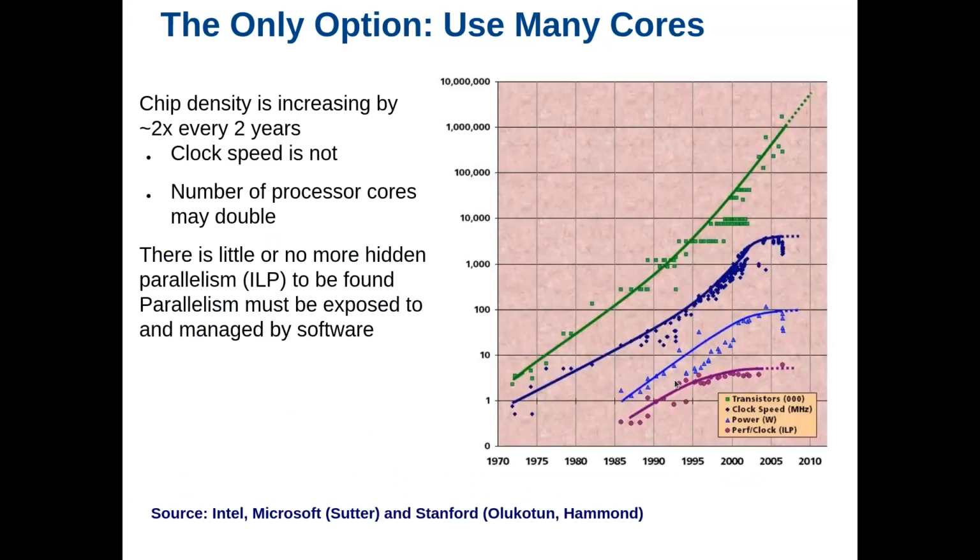So what people found out, and you can see in this plot, again, the x-axis shows different years and the y-axis shows a log scale. And these are different counts, right? So what are these counts? One is the bottommost one, which I'll call violet, which is going to be performance per clock, or the amount of instruction level parallelism that I can extract out of my program, right? That will reach a plateau.